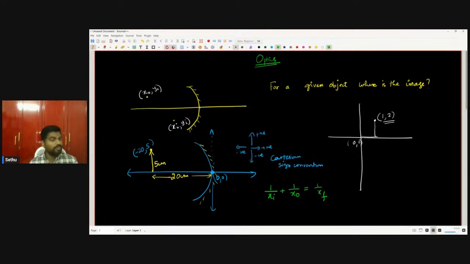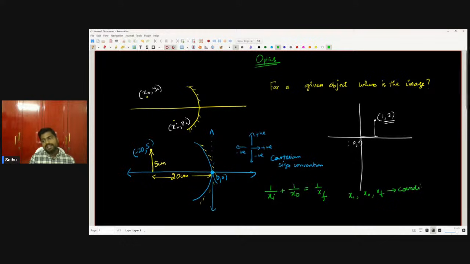Okay, bear with me for a moment. There is a reason why I'm introducing it this way so that you won't make mistakes. And finally, I will convert it to your textbook style formula. So what you have is 1 by xi plus 1 by xo is equal to 1 by xf. All of this xi, xo, xf, they are all coordinates. X coordinate of the object, x coordinate of the image. This is x coordinate of the focus. Focus is also a point that also has x coordinate and y coordinate. So remember, xi, xo, xf, they are all coordinates.